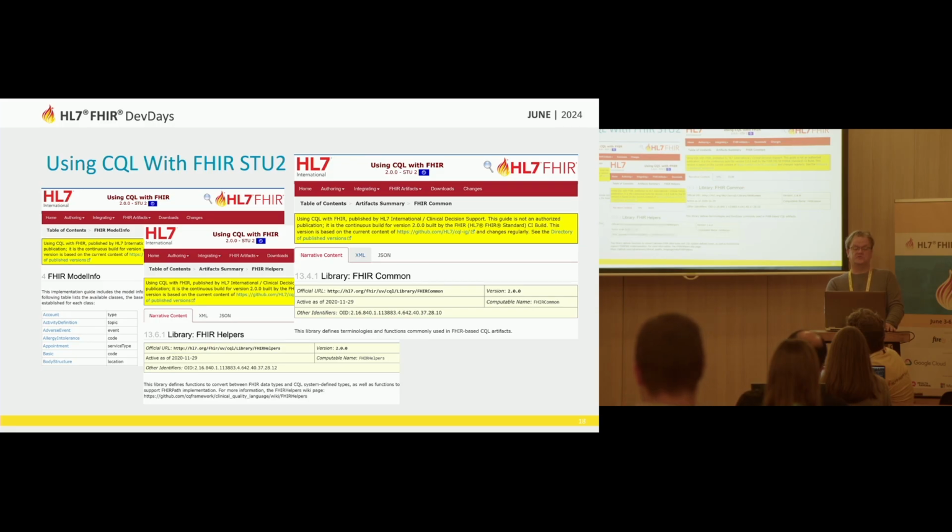Then there's the FHIR helpers library, which again just provides conversion functions between CQL primitives and FHIR primitives, so a CQL quantity to a FHIR quantity, things like that. And then FHIR common is a bunch of, and we'll dig into that more in the Let's Build, but it's all of the things that we've built up through building these artifacts across the different implementation guides and pulled back and refactored to things that apply across any use case that works with FHIR, no matter the implementation guide or the domain.